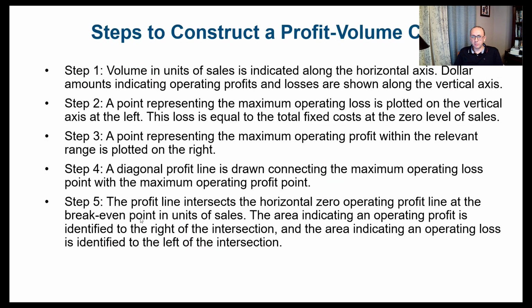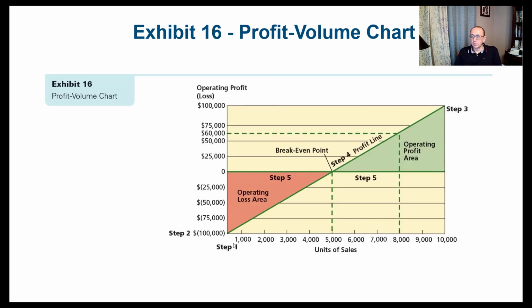Again, there are a few steps that we have to follow. I'll just apply it directly on the chart. So step number one, we're going to have the x-axis or the horizontal axis where we have the units of sales, and the y-axis, or what we call the vertical axis, this is where we have the operating profit or loss. And notice we have positive numbers and negative numbers, and the negative numbers would be between parentheses, and this would be the red zone.